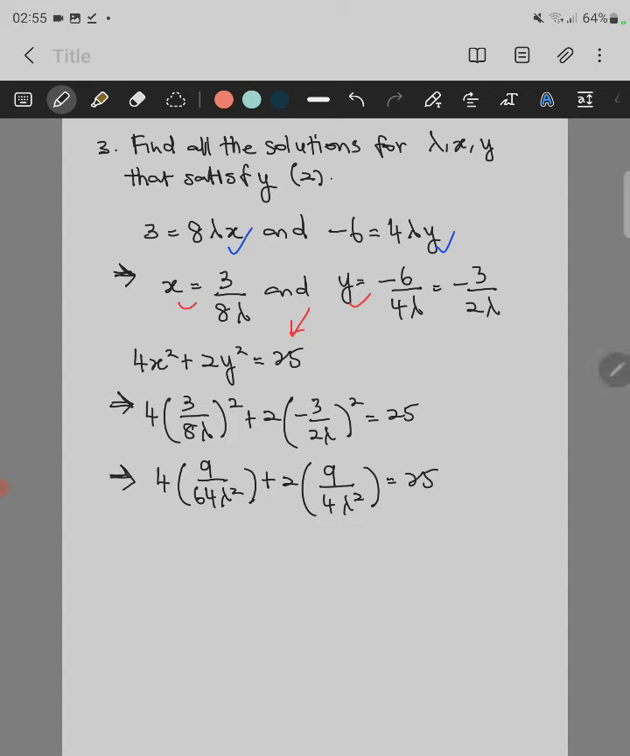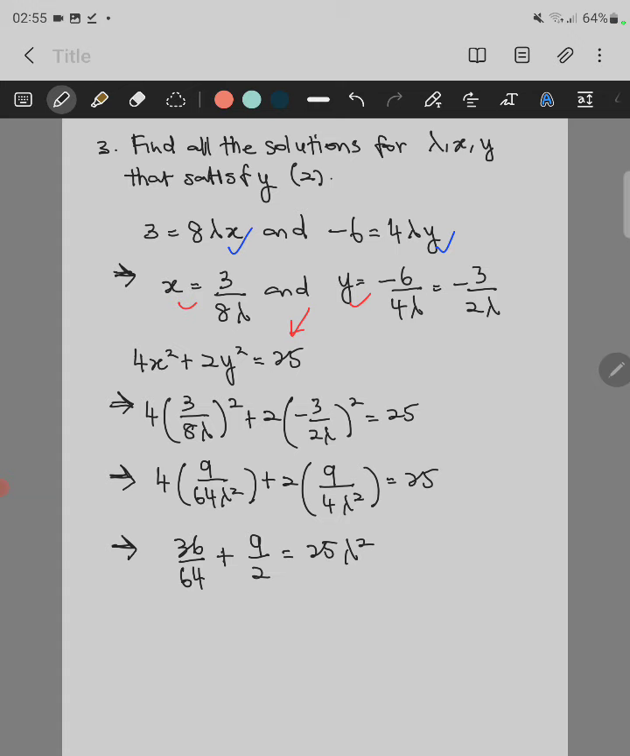From here we can just find our lambda. So how can we find our lambda? We have something like 36 over 64, and then plus, this one will be 9 over 2. So this will be 9 over 2, and then equals 25 lambda squared.